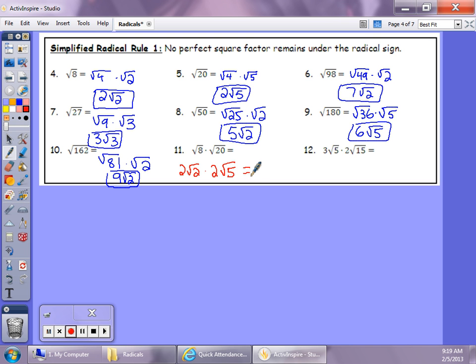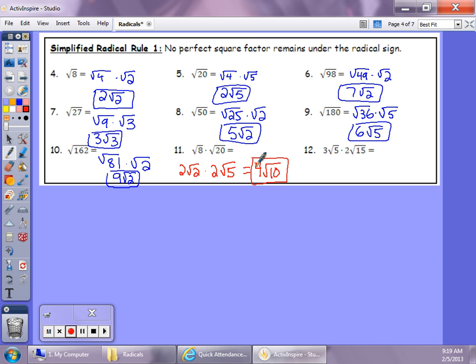The rules for multiplying radicals state that you may multiply numbers outside the radical with other numbers outside the radical, and you can only multiply numbers under the radical with other numbers under the radical. So if we take 2 times 2, since they're both outside the radical, that will give us 4. And then if we take root 2 times root 5, that gives us root 10. And this is our simplified radical.